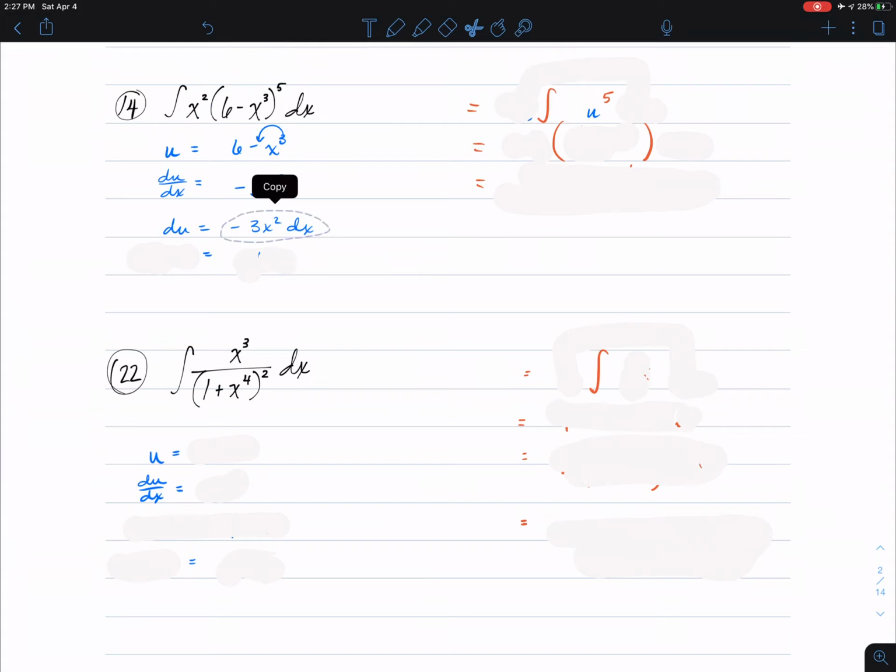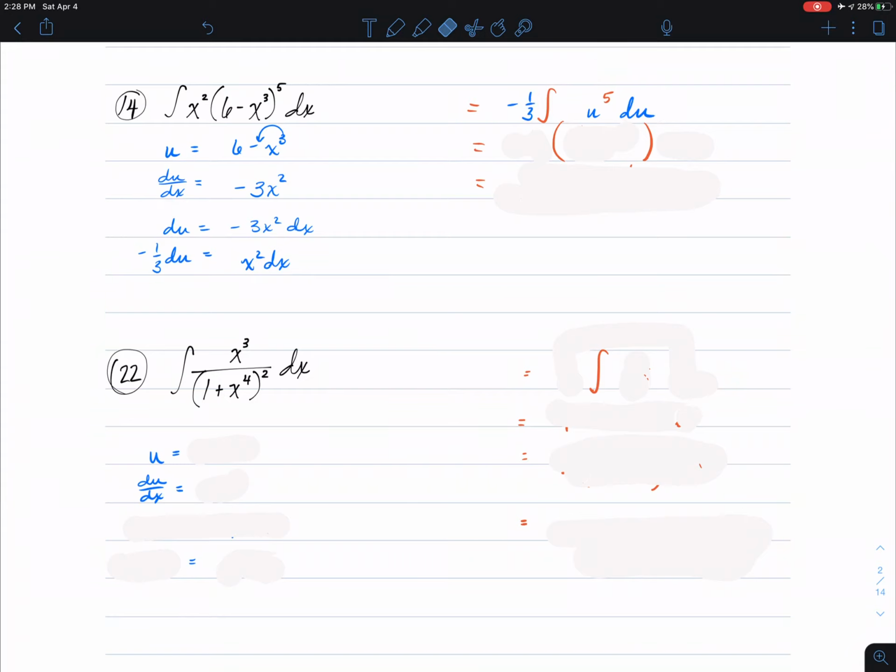Unfortunately, that's not what this says. So I want to keep the x squared dx part, but that negative 3 part, I want to move over to the left side of that particular statement. And so I'm going to have negative 1/3 du equals x squared dx. So that now my x squared dx can be replaced with a negative 1/3 du.